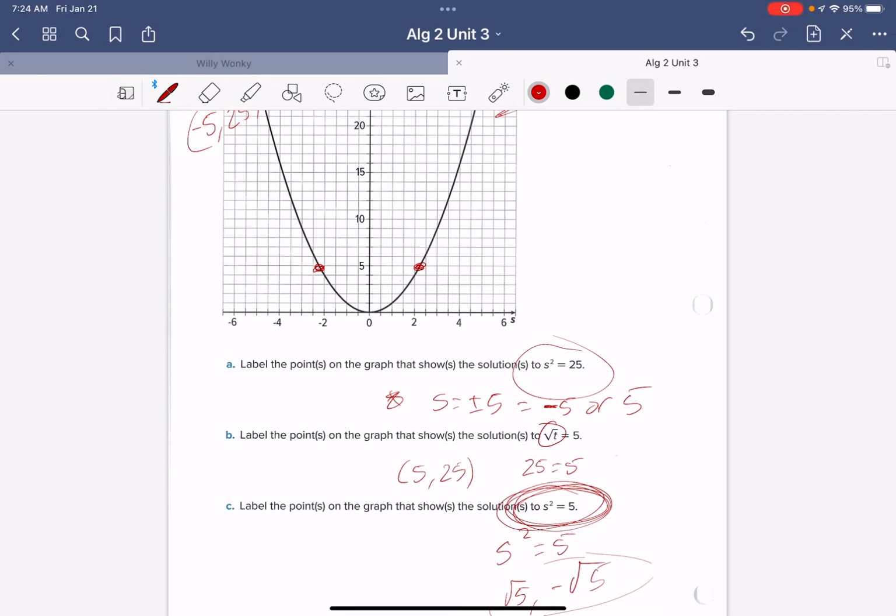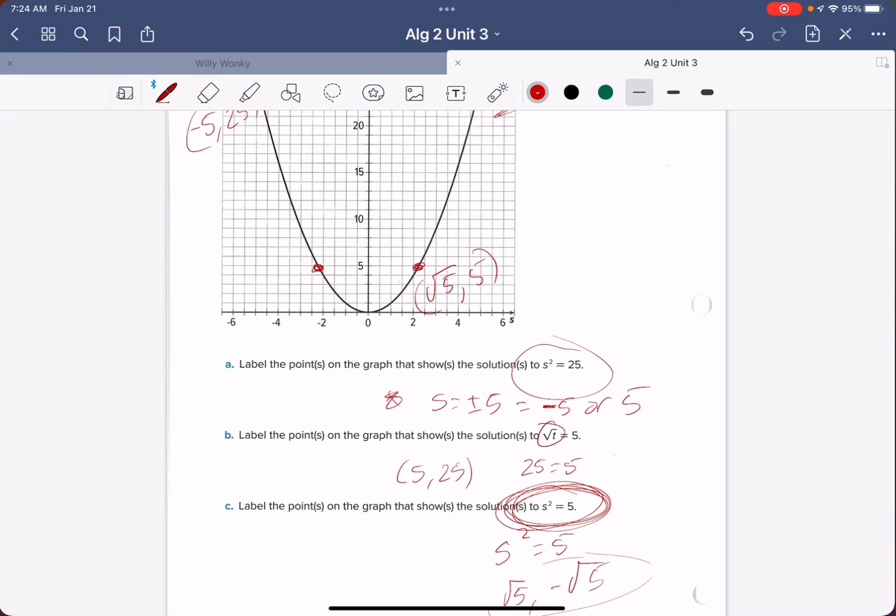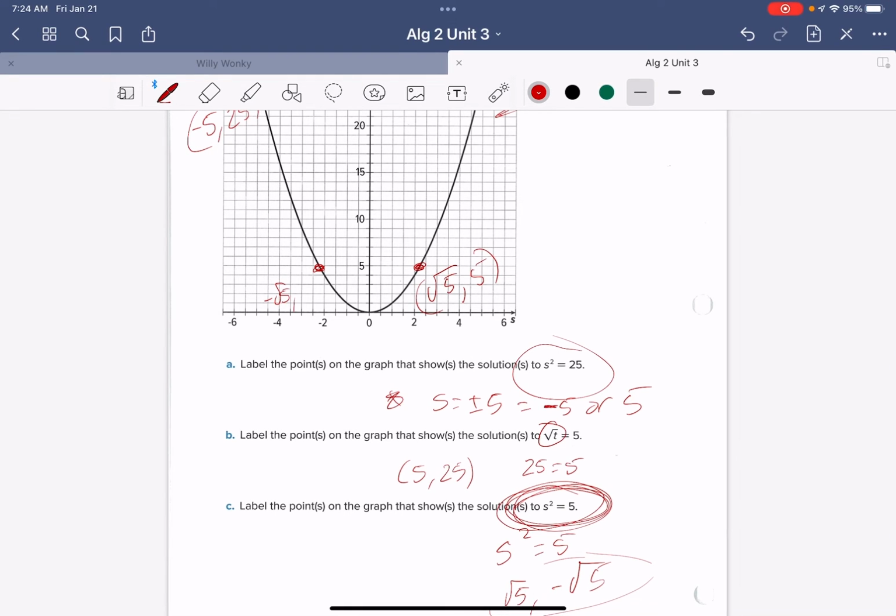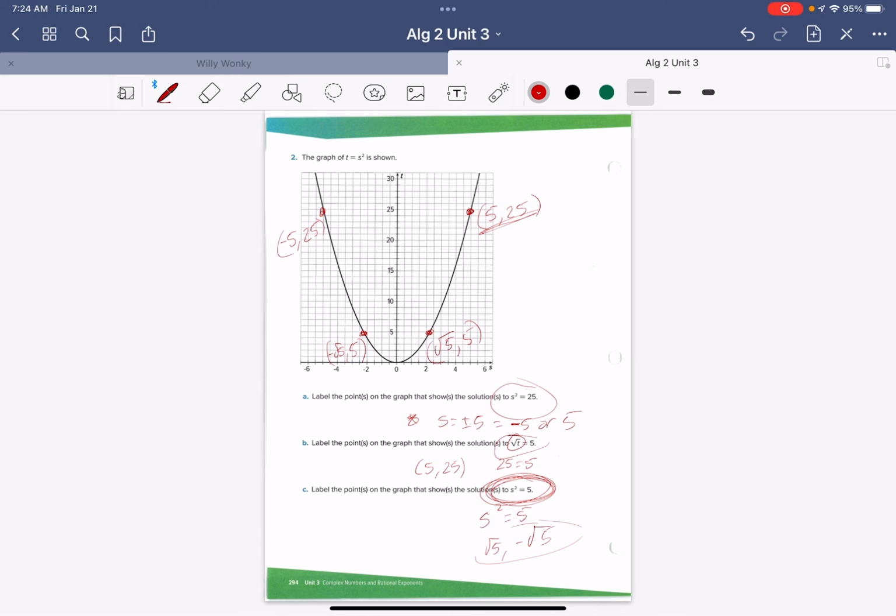So how do we get those numbers? Well, if you go over the square root of 5, then you would go up 5. And if you go over negative the square root of 5, you would go up 5. So see, when it's written that way, like x squared or s squared equals a number, there's two solutions to it. But if it's just square root of a number, there's one solution. So that's kind of the deal with that.